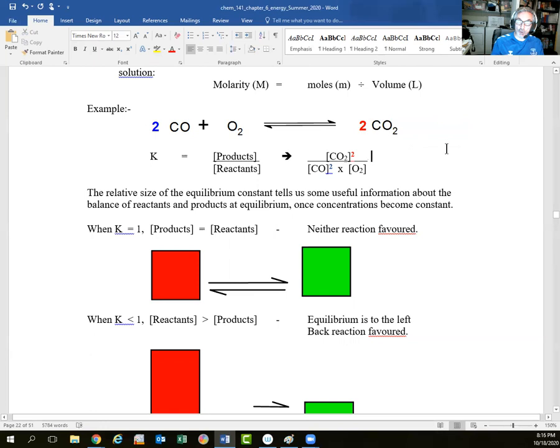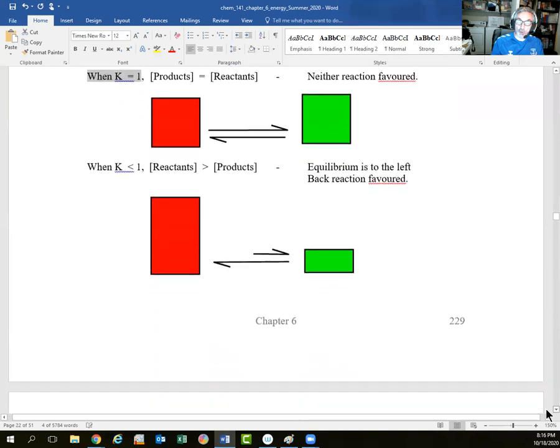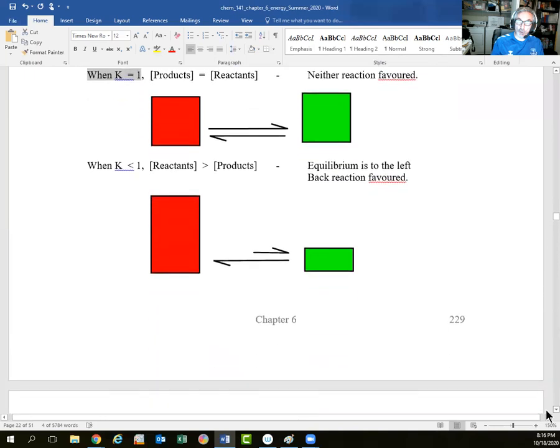So let's think about what a value would mean for us and how we'd interpret it. If the value from those concentrations was close to 1, that means we've got almost an equal quantity of reactants and products. So neither reaction is favoured. That's a real nightmare scenario for pharmaceutical companies. A 50-50 split. The closer you are to 1, the closer you are to that 50-50 split.